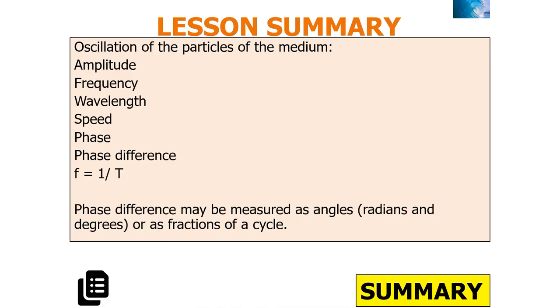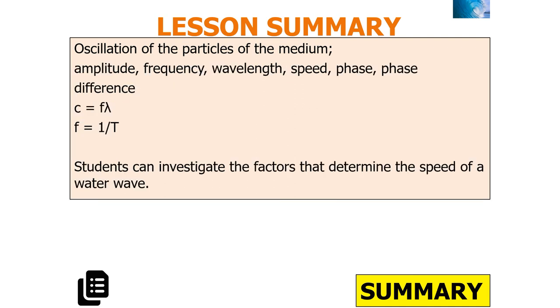So let's summarise what we've looked at in this revision session. We looked at the idea of the oscillations of particles in a medium with amplitude, frequency, wavelength, speed and phase difference, and frequency is 1 over time period. Phase difference may be measured as angles or fractions of a cycle. In addition, we know that the speed is equal to f lambda, and that you can investigate the factors that determine the speed of a water wave.